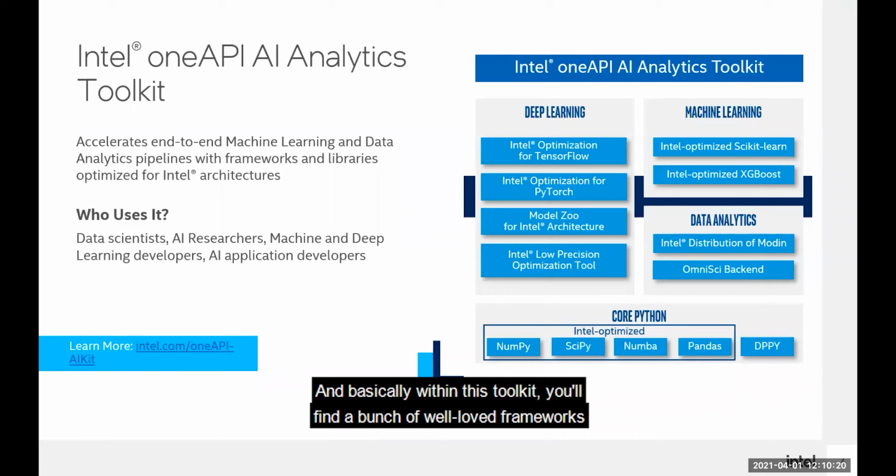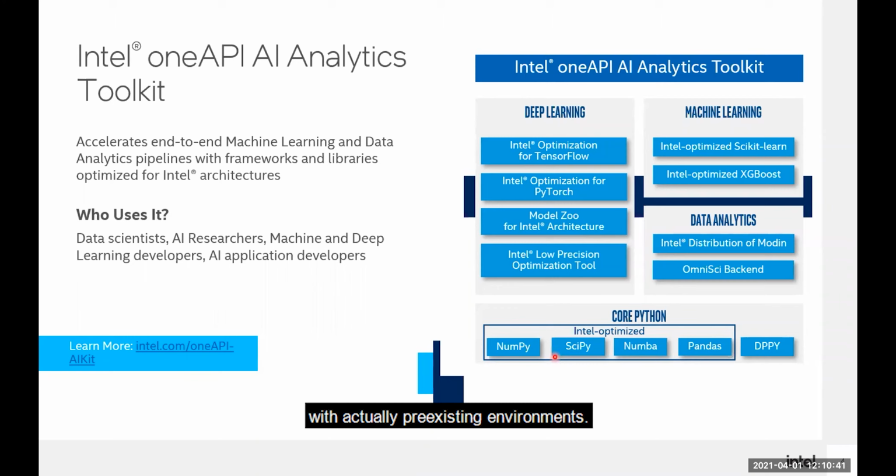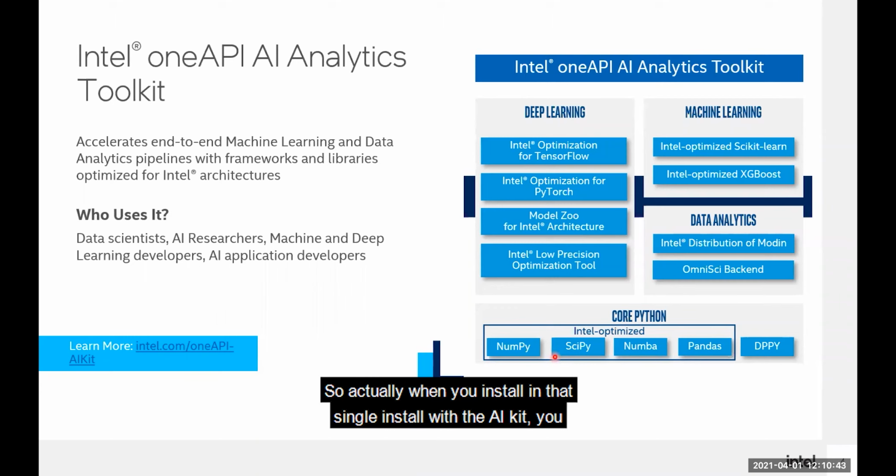Within this toolkit, you'll find a bunch of frameworks and tools well-loved by data scientists, machine learning developers, and data analytics developers. We're compacting all of the Intel optimizations for these tools in a single place with pre-existing environments. When you do that single install with the AI kit, you already get three pre-existing conda environments that you can activate: one for TensorFlow, one for PyTorch, and one for classical ML.